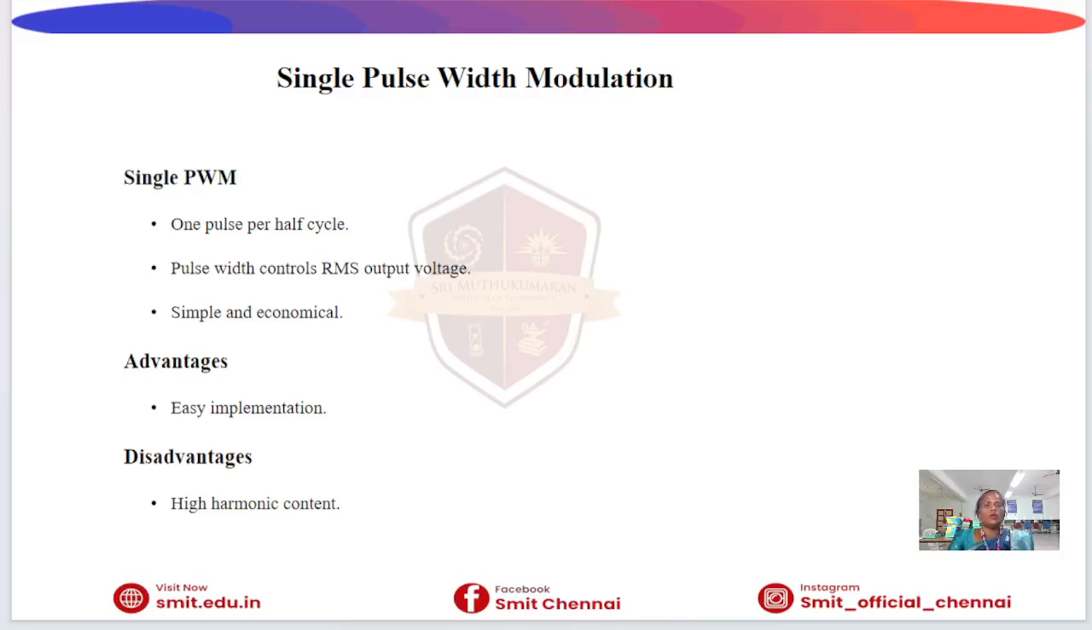Single pulse width modulation is the simplest PWM technique. In this method, only one pulse is generated during each half cycle of the output waveform. The width of this pulse is varied to control the RMS value of the output voltage. Since only one pulse is used, the circuit is simple and easy to implement. It also requires less control complexity.